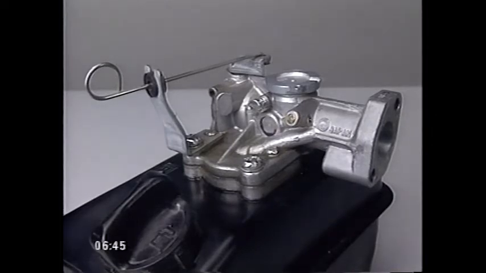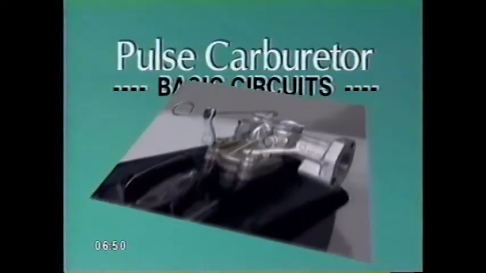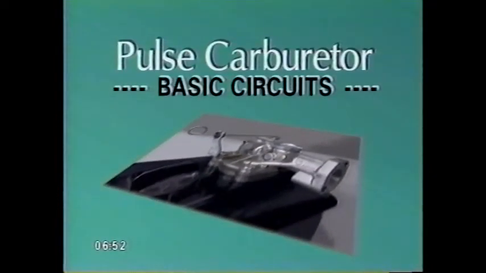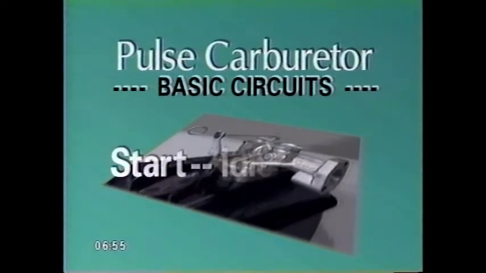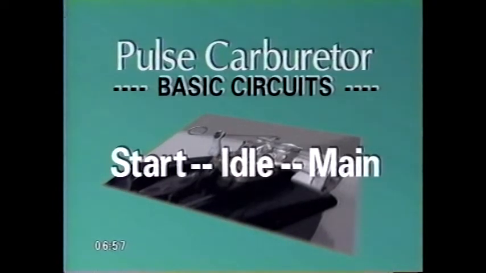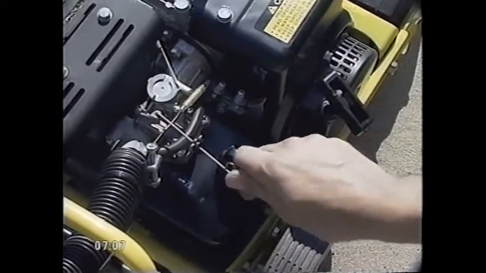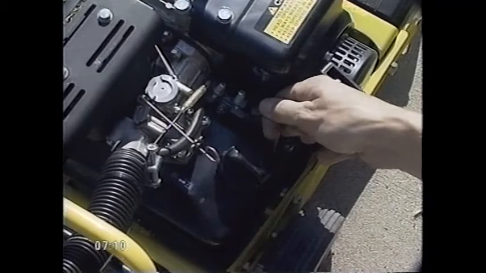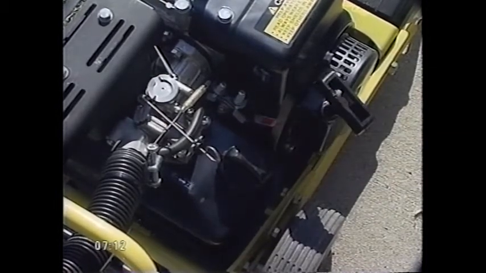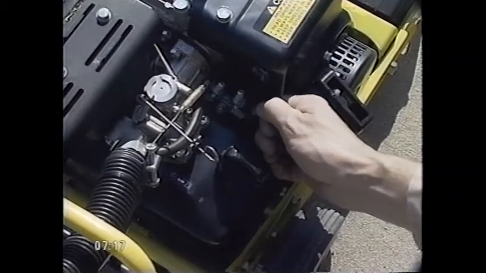Now, let's look at the principles of operation of the pulse carburetor. The pulse carburetor has three basic circuits or modes of operation: the start circuit, idle circuit, and main circuit. The start, or choke circuit, is designed to provide a very fuel-rich mixture for easy startup. The idle circuit, sometimes called the pilot, provides fuel to operate the engine under very slow or no-load conditions. The main circuit functions when the engine is operating at partial to full throttle.